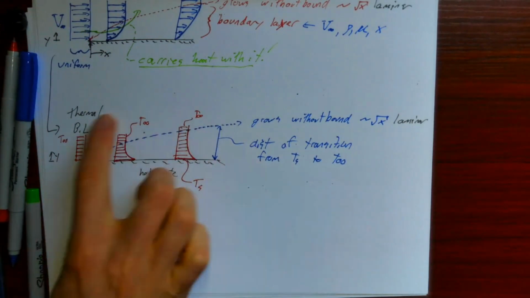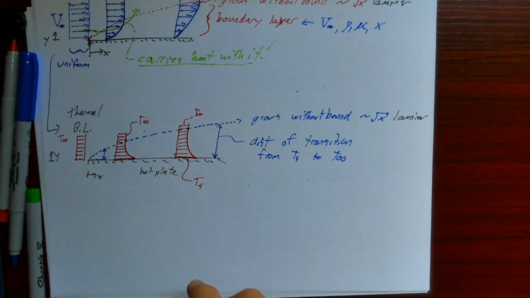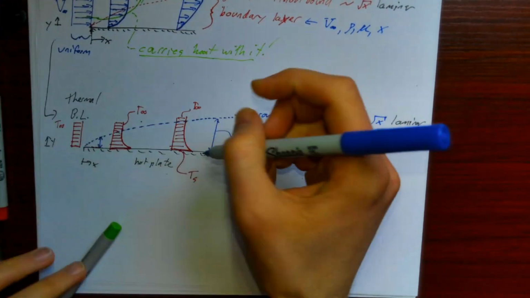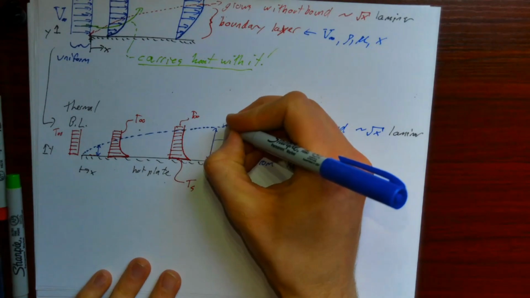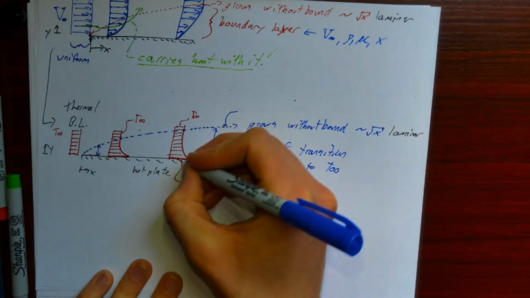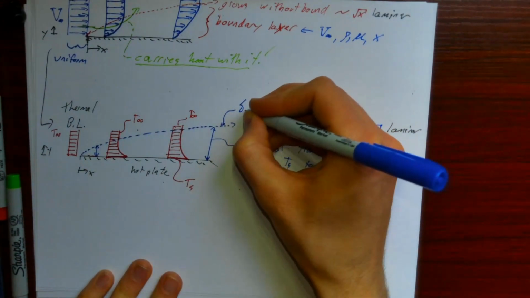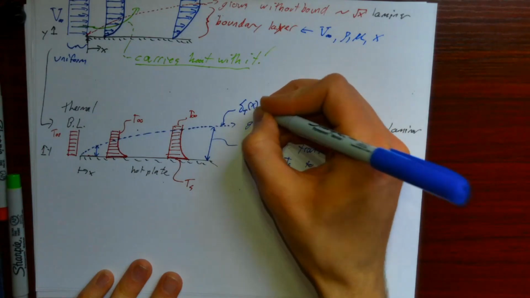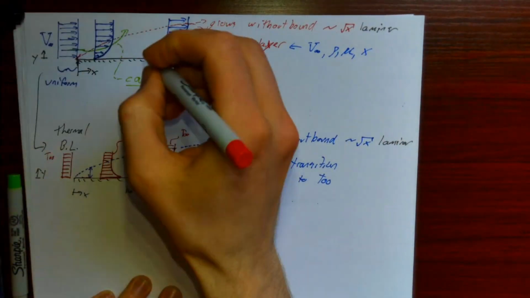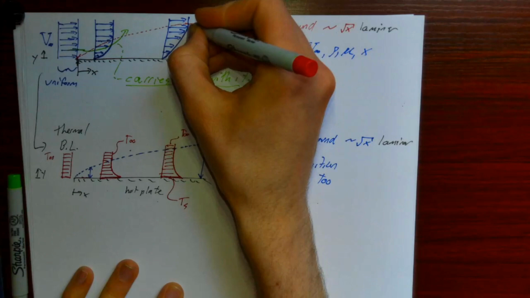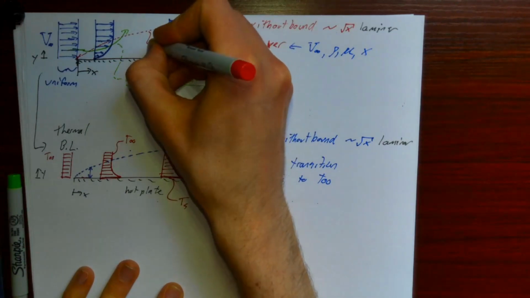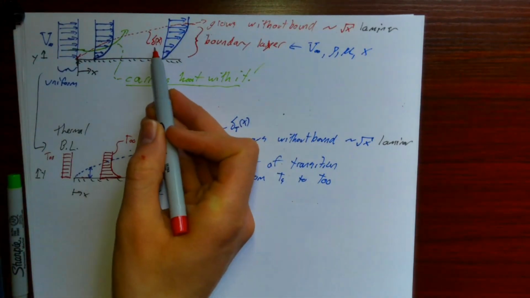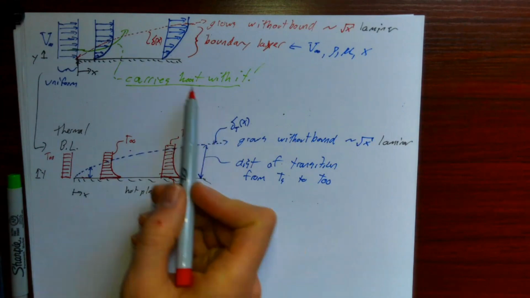So how might this affect heat transfer? Well, first, let's clarify a couple of things here. The thickness of the thermal boundary layer, oftentimes people call it delta sub T, and it's a function of x. The thickness of the hydrodynamic boundary layer, people often just call it delta, and it's a function of x. So that's just some terminology here.